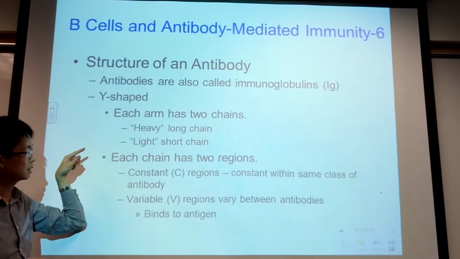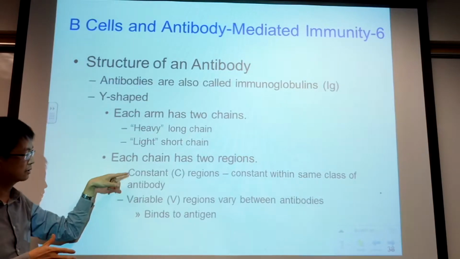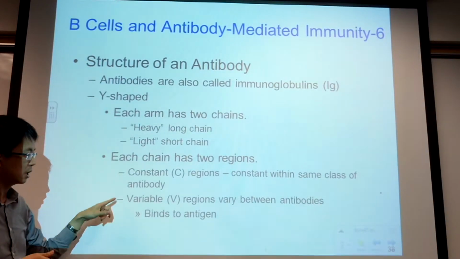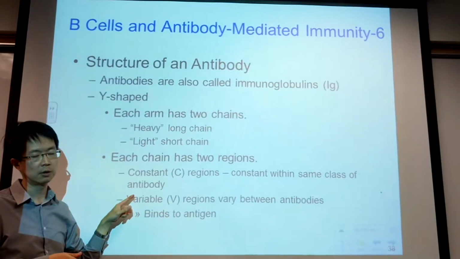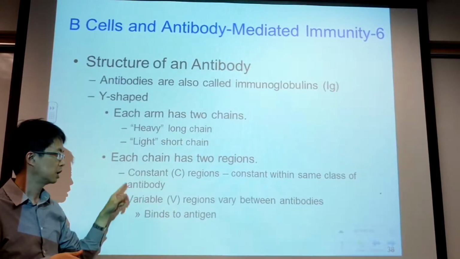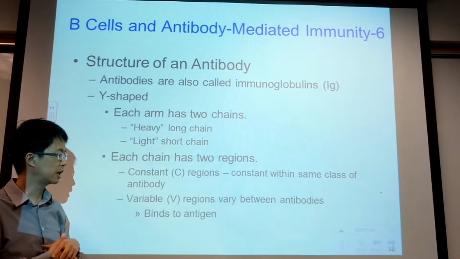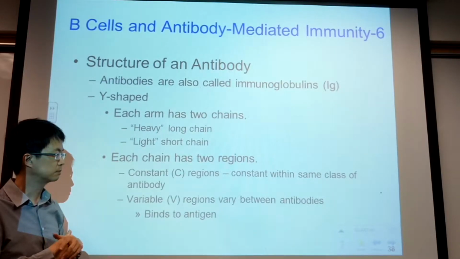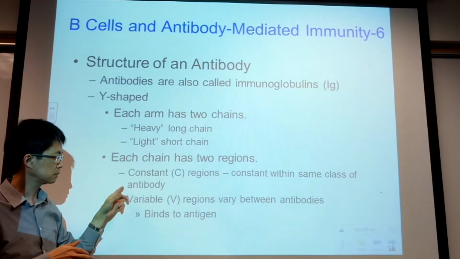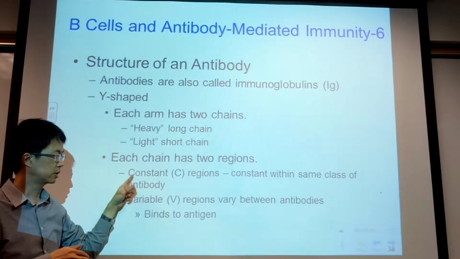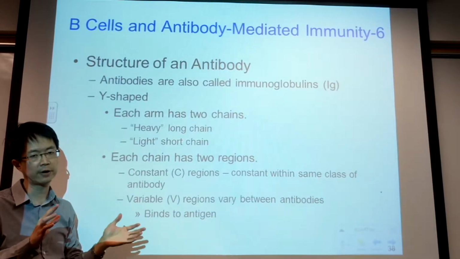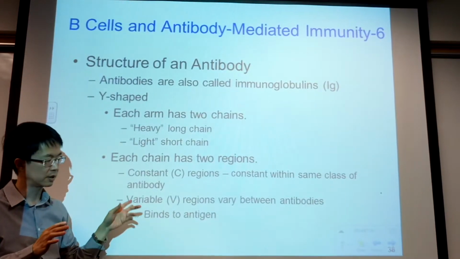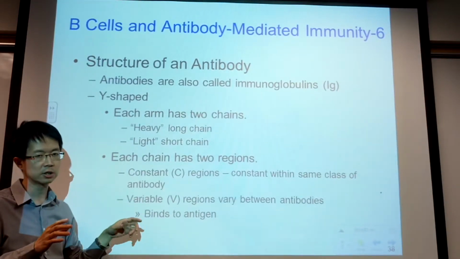On the antibody, you have a constant region and variable region. The variable region is the one that binds to the antigen. The constant region is the one that doesn't change. That's why we call it constant. Variable region binds to antigen because we have different types of antigen, many different. That's why the variable region can be changed.